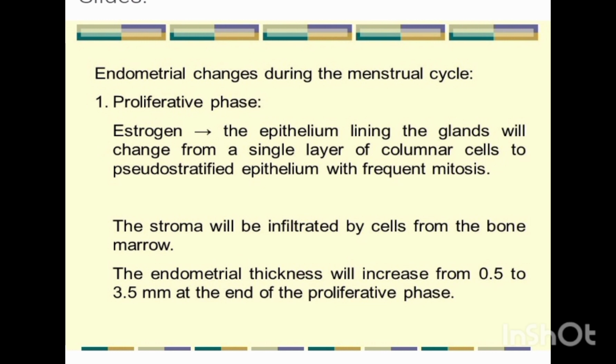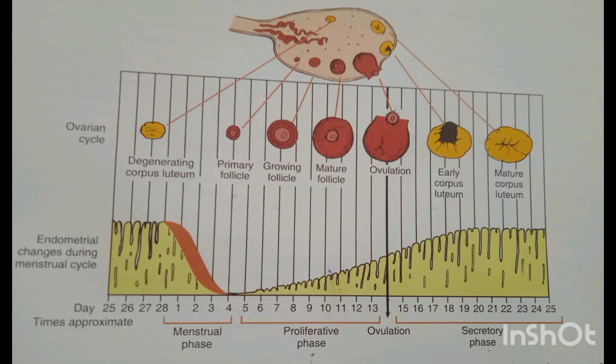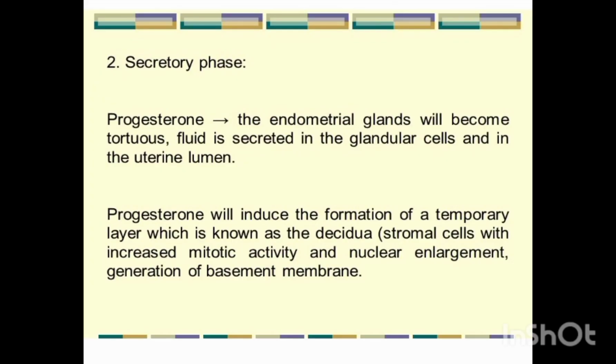So in this, what happens, mitotic division takes place and the thickness of the endometrium goes from 0.5 mm to 3.5 mm. This much length gets increased. See, if you look at this diagram, from the 5th to 13th day, the endometrial thickness is increasing gradually because of the help of the estrogen.